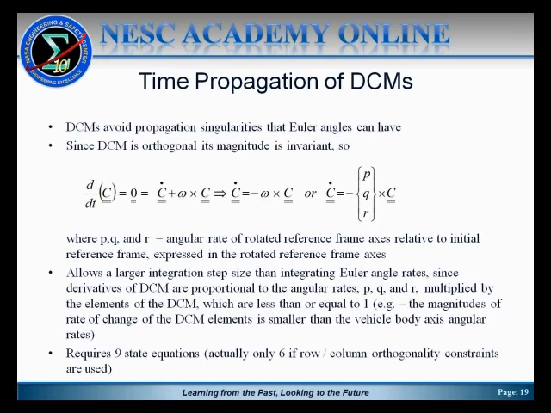when you perform numerical integration of the time rate of change of the DCM, as opposed to doing the same process with the elements of the Euler angle rates. This integration process would require 9 state equations, one for each of the elements of the 3 by 3 matrix. But again, if you use the row and column orthogonality constraints that were described earlier, you can reduce that to 6 integrations.